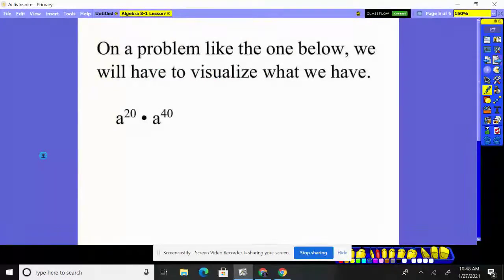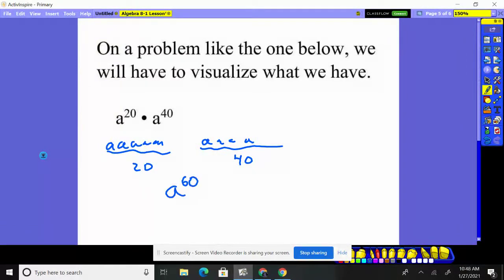On a problem like the one below, which is a little difficult, we will have to visualize what we'll have. This says a to the 20th times a to the 40th. Here's how we should visualize it. We can't really write out 20 of these, but we know we have 20 of them. And then if I write all these a's out, I know that I have how many of them? 40. So how many do you have overall? You're going to have 60.